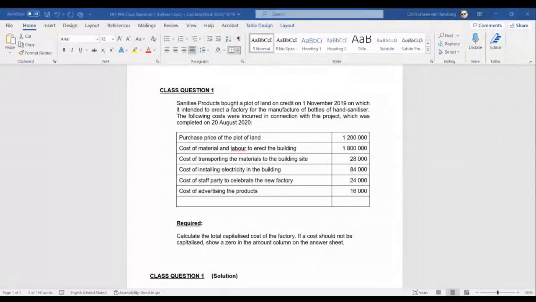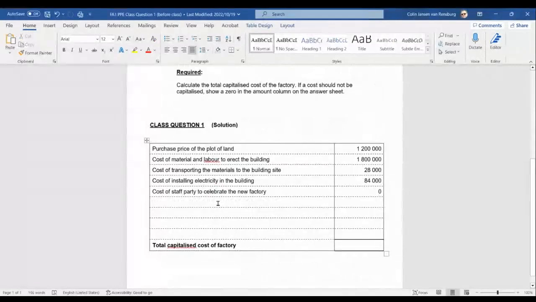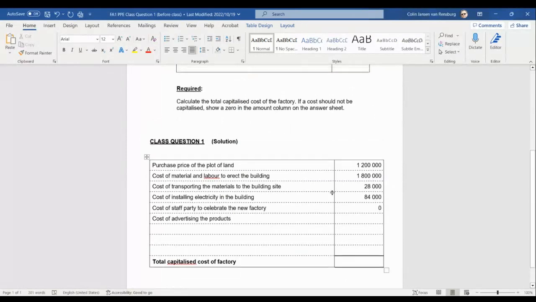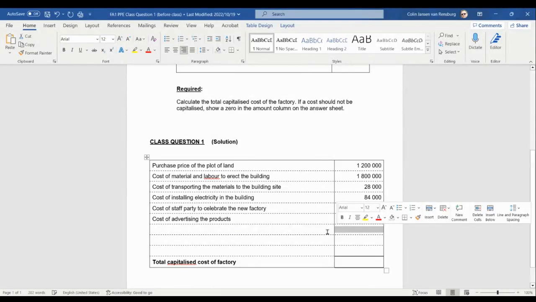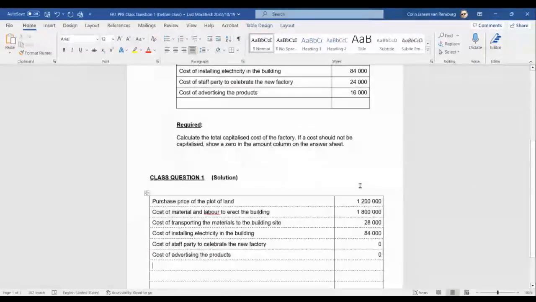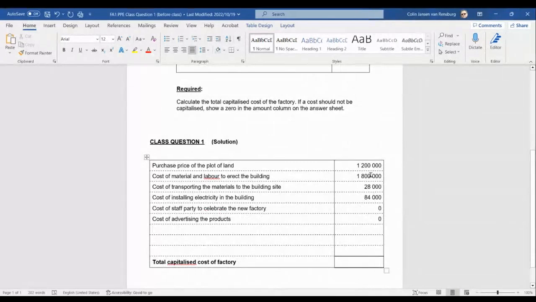Anyway, you all say no, so you are all correct. In this case, that will be written off as advertising expense. Let me return to the sheet. I've already copied that, so we're going to insert it into our answer sheet. Cost of advertising the products, and in that case we are not going to capitalize it, so we're going to type a zero there. Now we've had a look at all the various kinds of costs, so it's just a question of determining the total capitalized cost by adding all of that up. If you can possibly add that up for me and give me an answer in the chat, please.